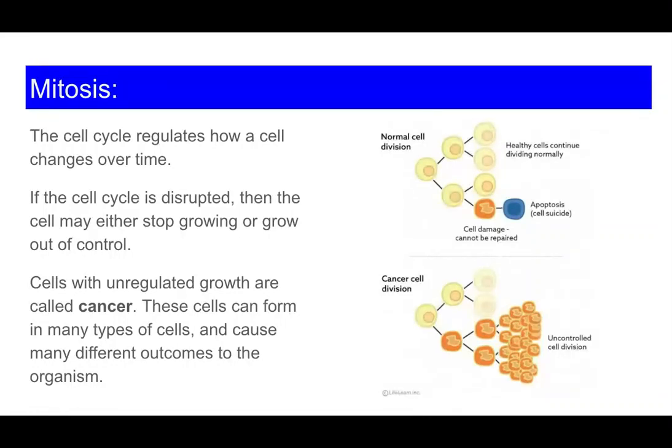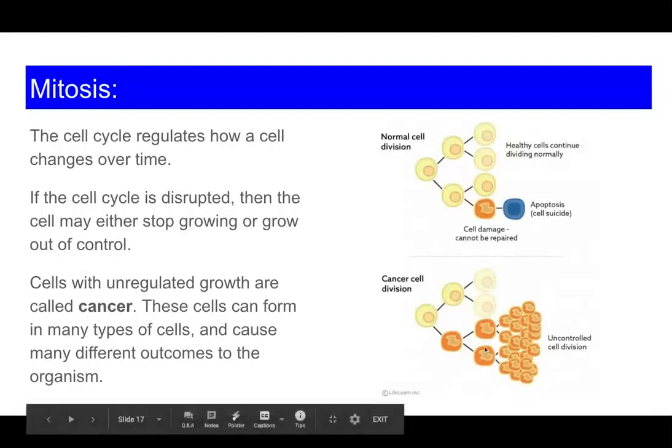So cancer is a very diverse set of things, and many things can cause it. But in general, it's just uncontrolled cell division. So the body no longer can regulate how often and to what extent a cell grows.